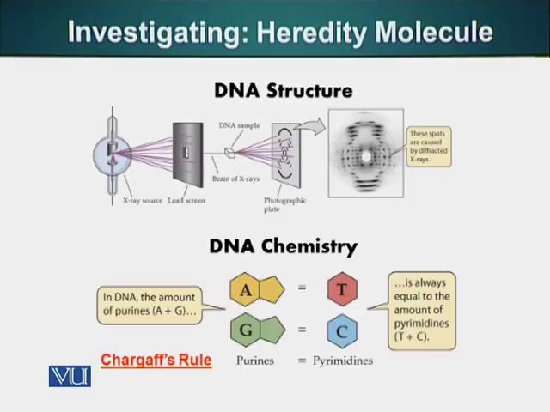Additionally, an important discovery by Chargaff, which is also referred to as Chargaff's rule, is that the amount of adenine base equals thymine base, and the amount of guanine base equals cytosine base. As we know, A and G, adenine and guanine, are purines, and thymine and cytosine are the pyrimidines. They are the smaller molecules.